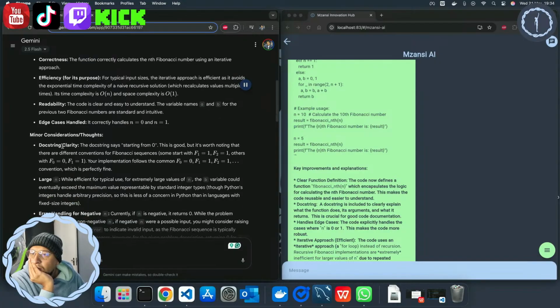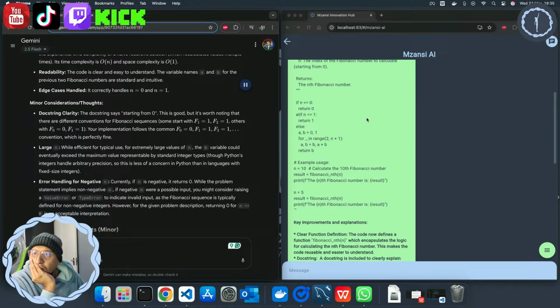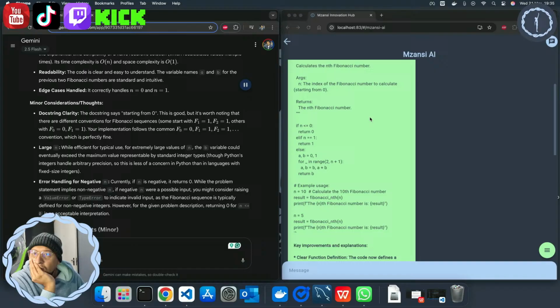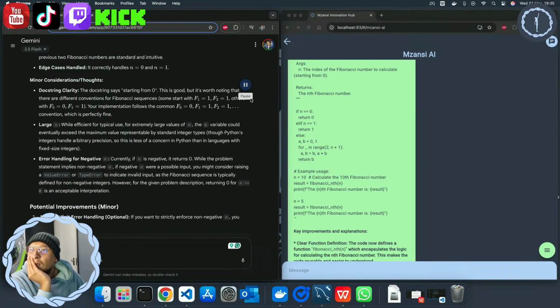Minor considerations, thoughts. Docstring clarity. The docstring says, starting from 0. This is good, but it's worth noting that there are different conventions for Fibonacci sequences. Some start with f_1 equals 1, f_2 equals 1.